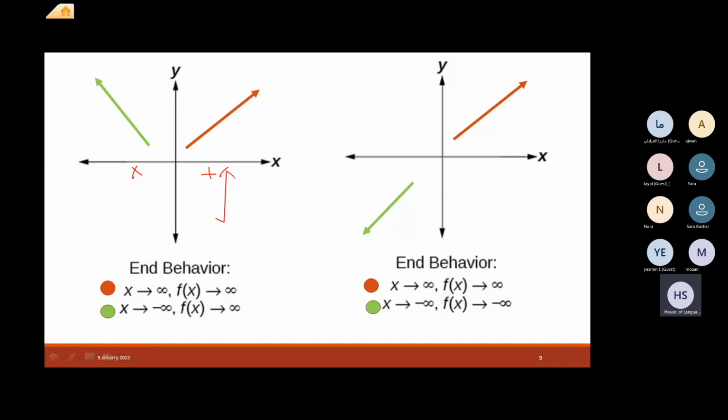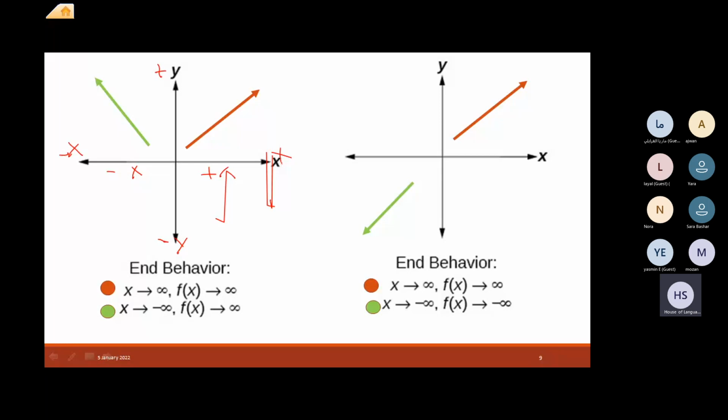Here is the positive x and here is the negative x. Up is the positive y and down is the negative y. Positive x, and here is negative. Now, where is the red one? The red one is between the positive x and the positive y.